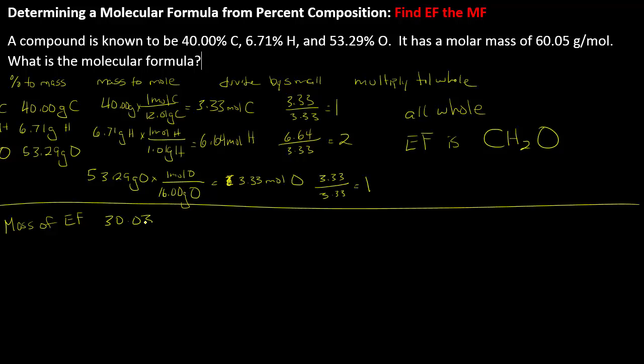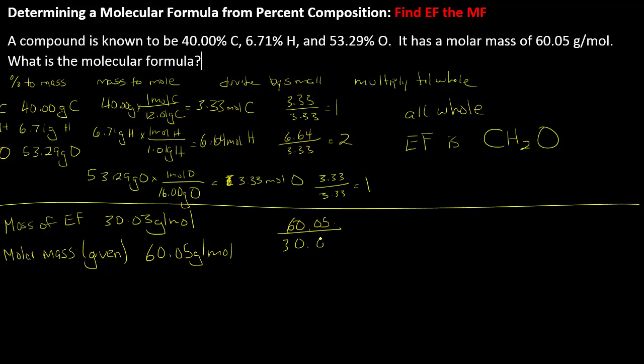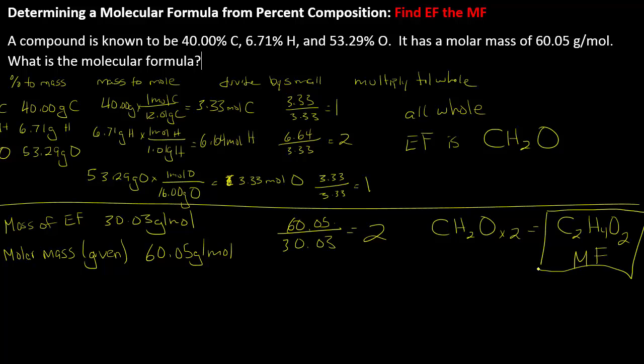Go from empirical formula to molecular formula. The mass of the empirical formula is 30.03 grams per mole. The molar mass of the real compound was provided to me in the question, 60.05 grams per mole. So, as we did in the previous video, take the molar mass divided by the mass of the empirical formula, you'll get a whole number. In this case, I get 2. That means I multiply the empirical formula by 2. So CH2O becomes C2H4O2 as my molecular formula.